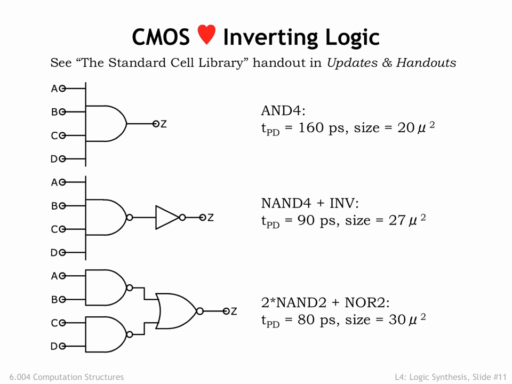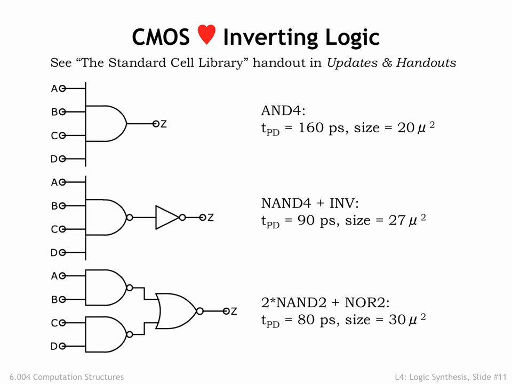The library has both inverting gates, such as inverters, NANDs, and NORs, and non-inverting gates, such as buffers, ANDs, and ORs. Why bother to include both types of gates? Didn't we just learn we can build any circuit using only NAND and NOR? Good questions. We get some insight into the answers if we look at these three implementations for a four-input AND function.